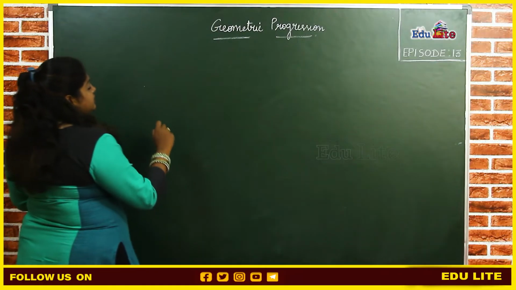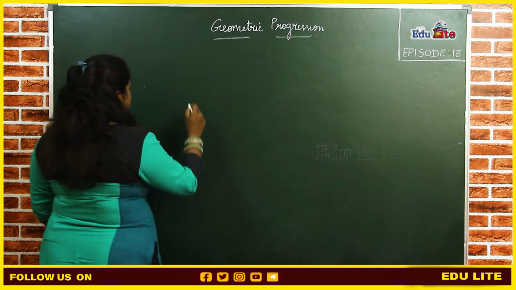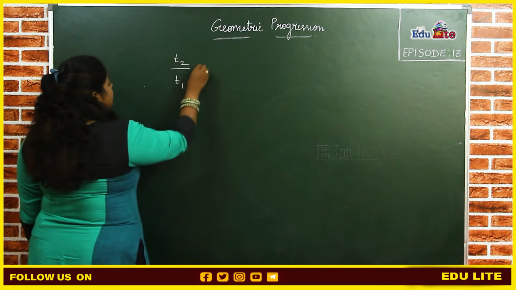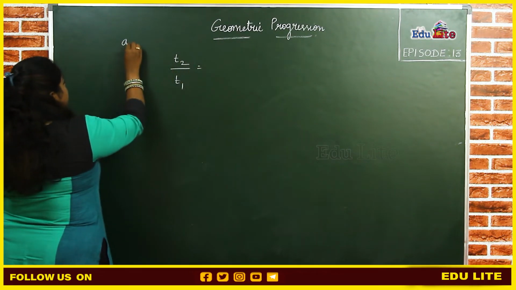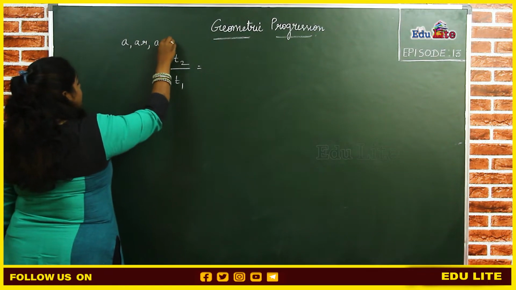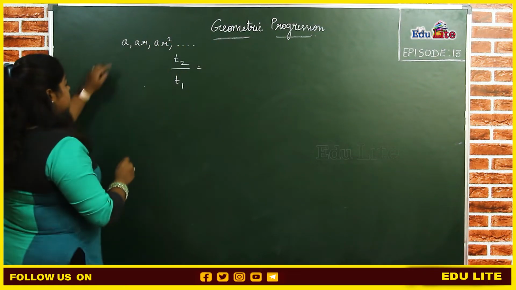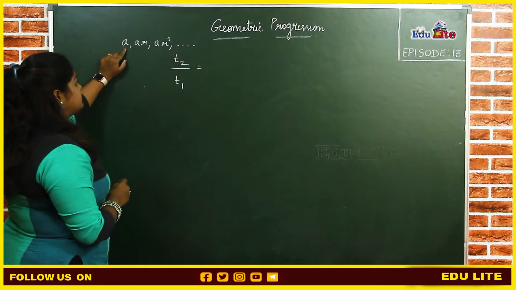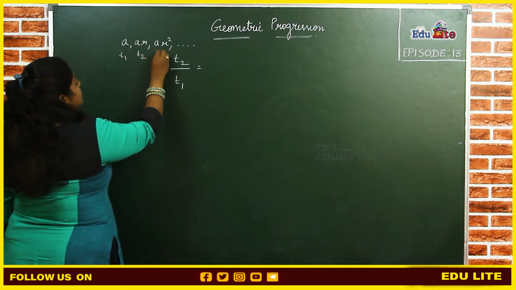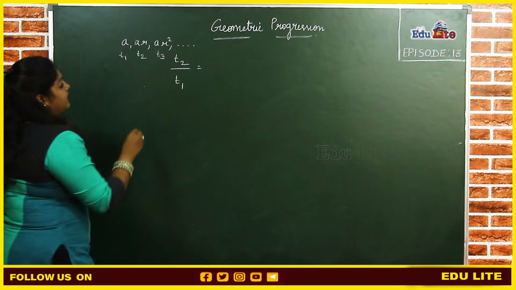In geometric progression, the value of the common ratio, that is R, can be found by using T2 by T1. In a geometric progression, the sequence could be written as A, AR, AR square, and it goes on. This is the first term, which is represented as T1. This is the second term, T2. This is the third term, T3.